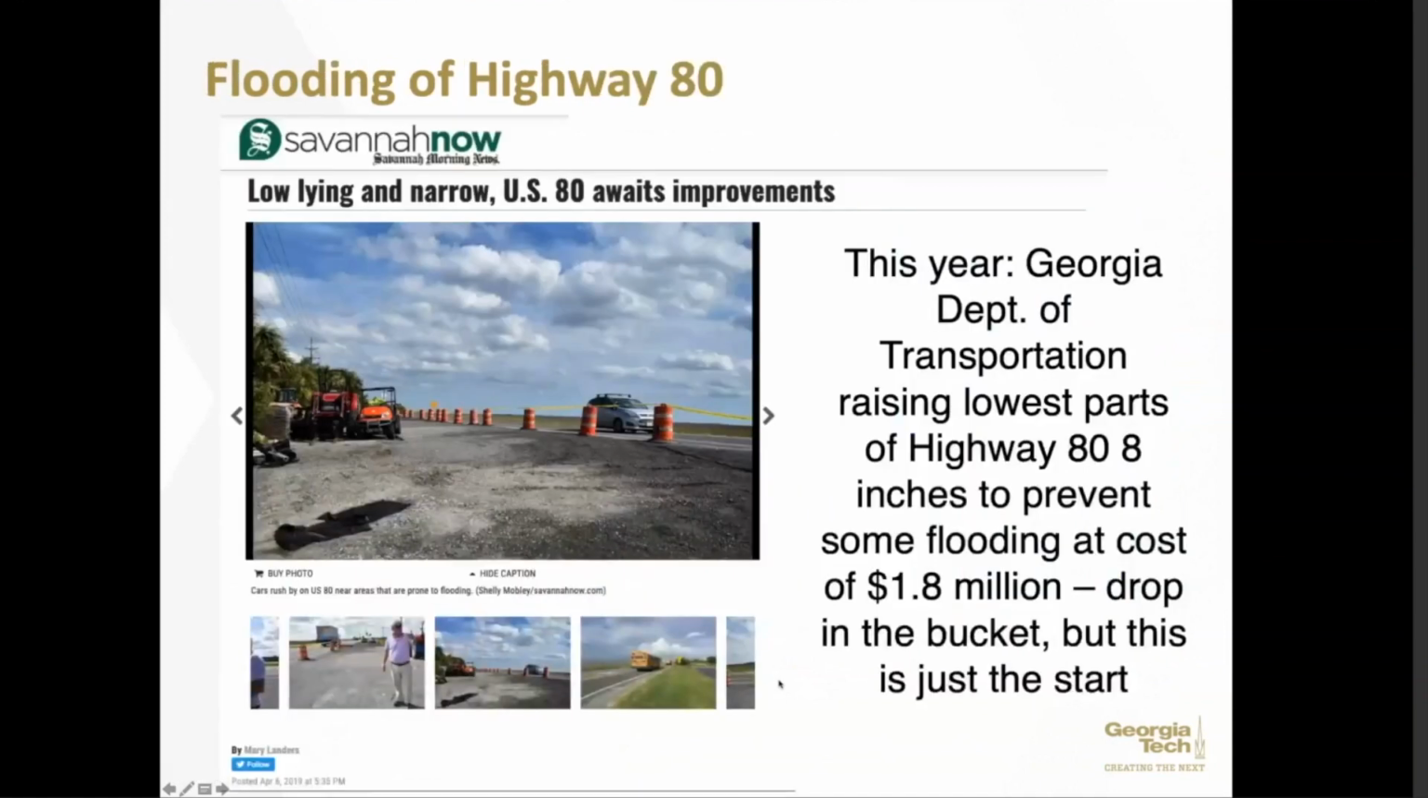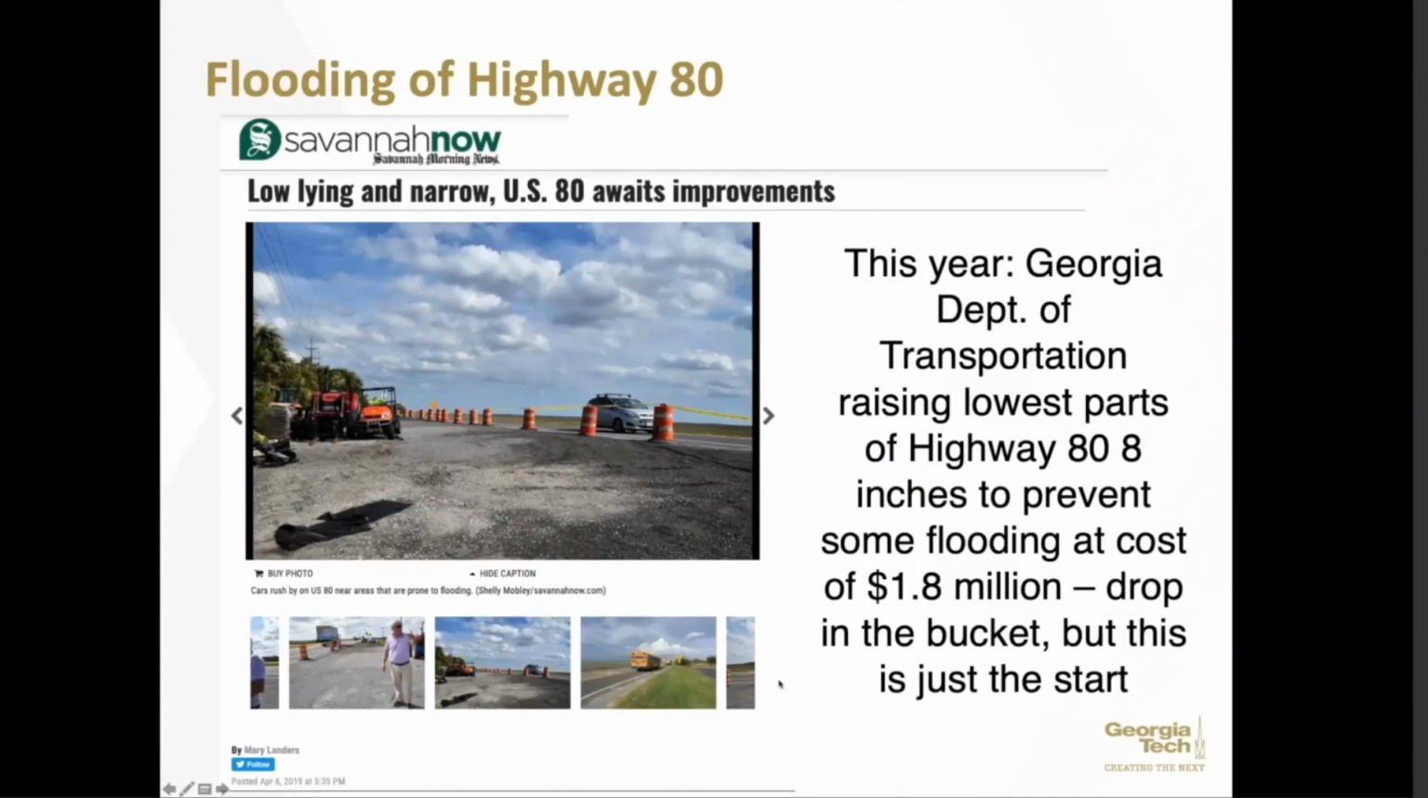So the response to this increase in coastal flooding, and particularly the danger posed by the flooding of Highway 80, which completely cuts off Tybee Island from the city of Savannah, where most emergency services for the county are based, is that just earlier this year, the Georgia Department of Transportation spent $2 million, which of course is very little as far as highway budgets go, but just for one small stretch of one part of Highway 80, the lowest part of Highway 80 was raised by the Department of Transportation in order to prevent some of these minor floods from occurring.